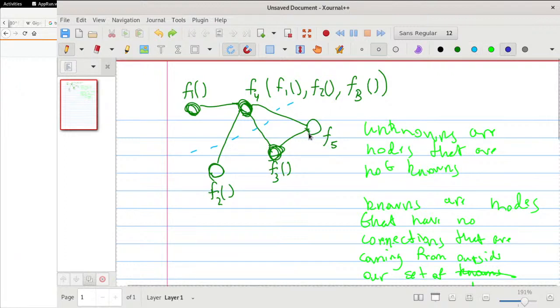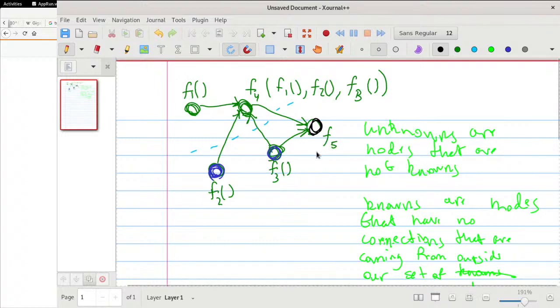So this is a known. This is known. This is actually known, because this is a directed graph, so it has no incoming connections. However, this is technically an unknown. I'll color it black, so this is an unknown. So these are our knowns, and this is our unknown.